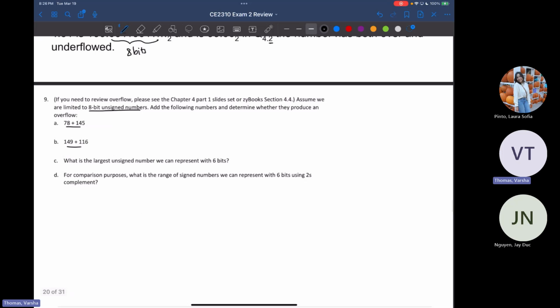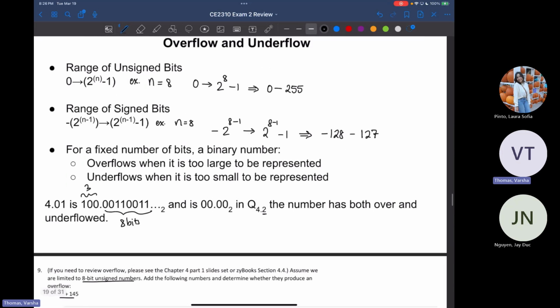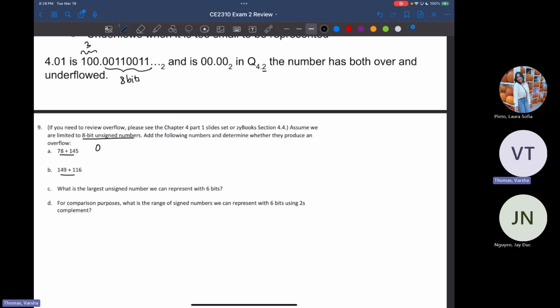If we remember from up here, we're going to use a formula for unsigned bits. So you can represent 0 to 2 to the 8 minus 1, which means you can represent anything between 0 and 255. So when you add 78 plus 145, you get that the sum is 223. 223 is less than 255. So you're okay. You can represent it within the 8 bits.